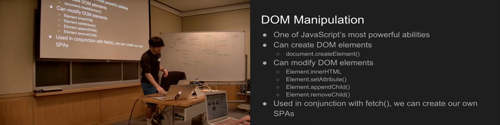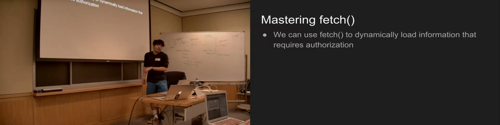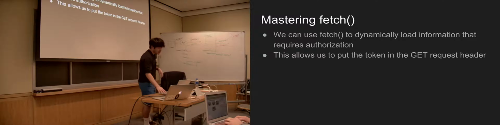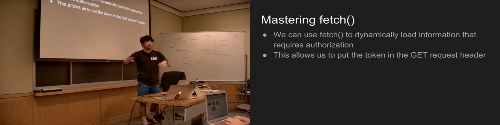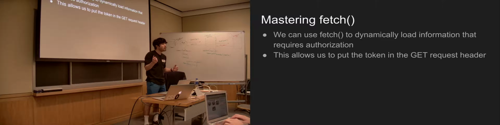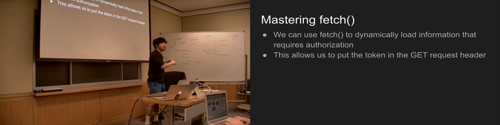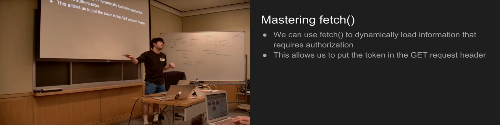And so in order to create our own SPAs, we'll have to become fetch masters. We have to use fetch a lot to dynamically load information, especially information that requires authorization. What's nice about fetch is it allows us to put the token in the get request header. So no longer do we have to do localhost 3001/admin question mark token equals the token. We can load a skeleton page and then use fetch to grab that stuff. That way we don't have the token in our URL anymore. This also allows us to not have to authorize the token on the front end. We can just pass that request via reverse proxy straight to the back end.